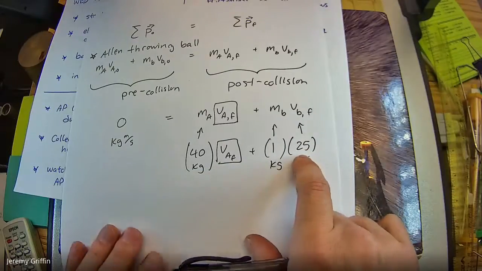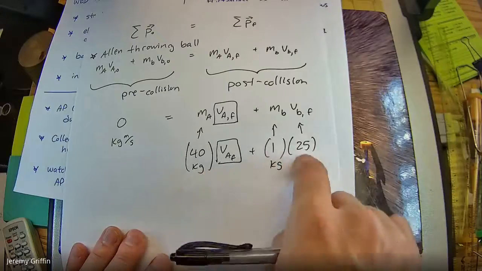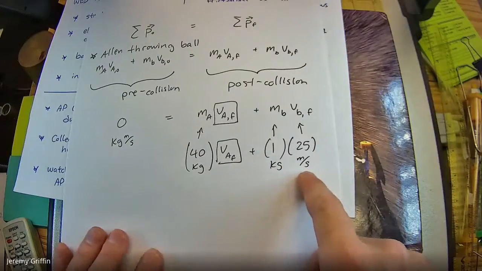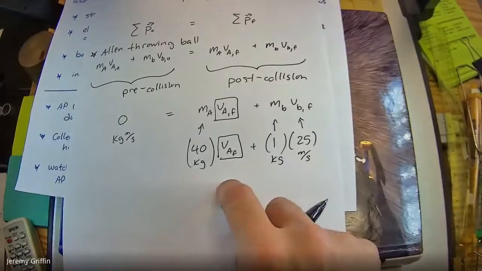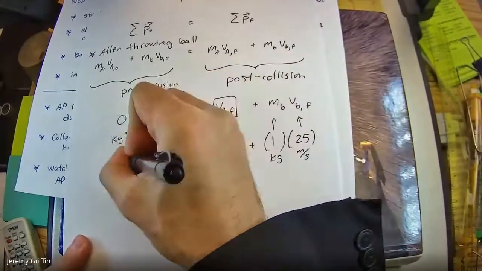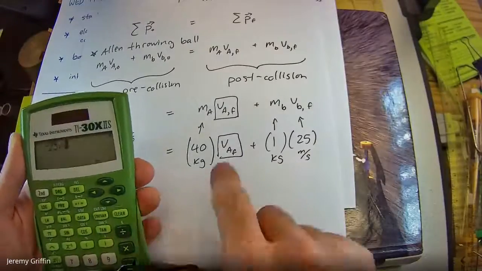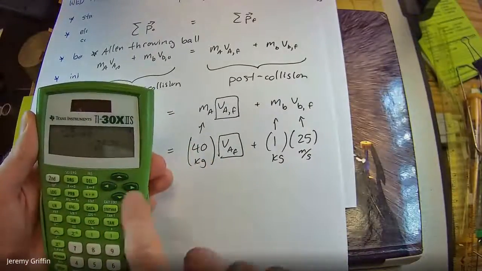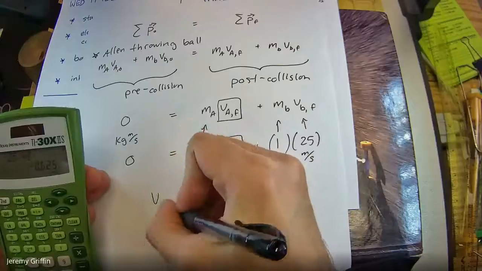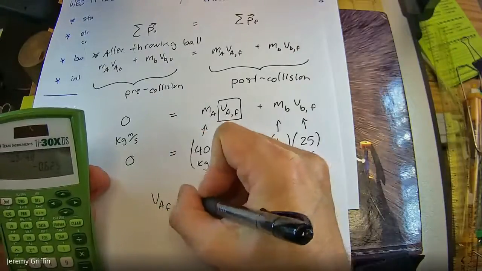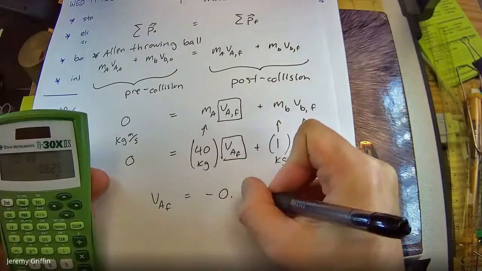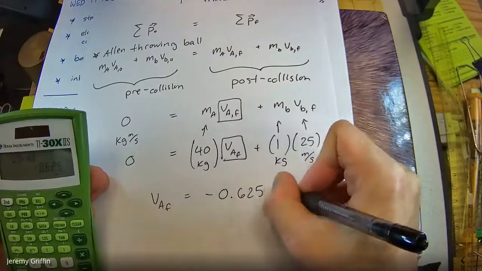But if he's getting kicked back at the same time, that's why the speed relative to the ground would be what it is, right? All right, so two algebra steps, because this is all equal to 0. Subtract this term over, give you negative 25. Divide by this coefficient, 40 kilograms. Velocity of Alan after throwing the ball is negative 0.625 meters per second. Right.